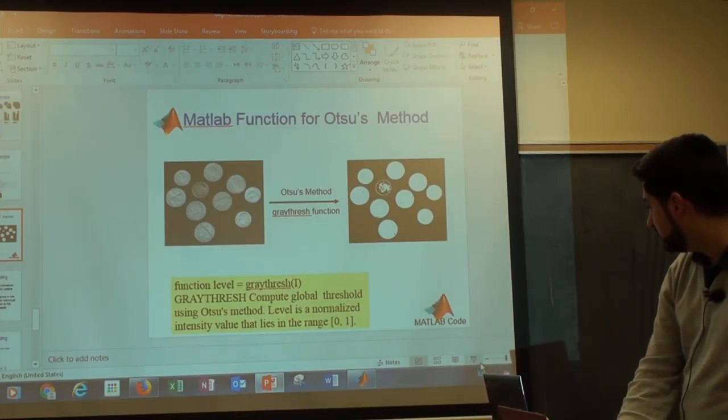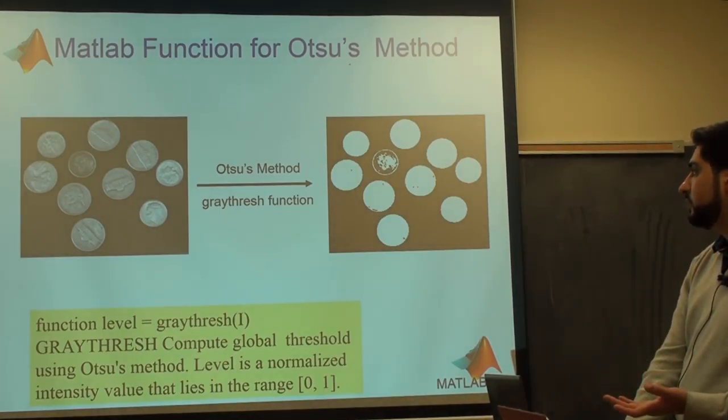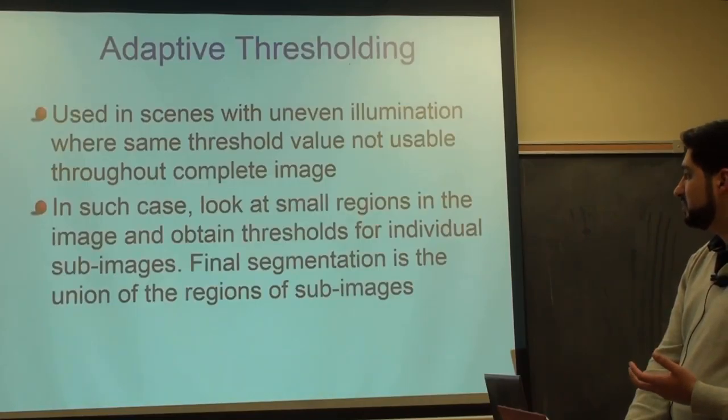So let's look at this. This is a method using a histogram to find the threshold. It uses basic calculation to find an optimal threshold for one class of pictures or images.